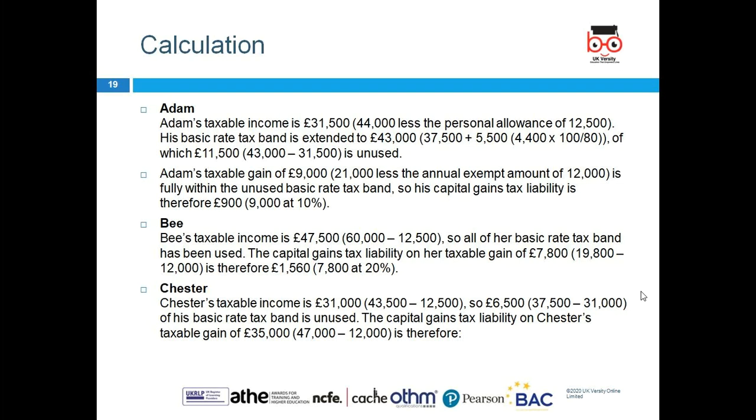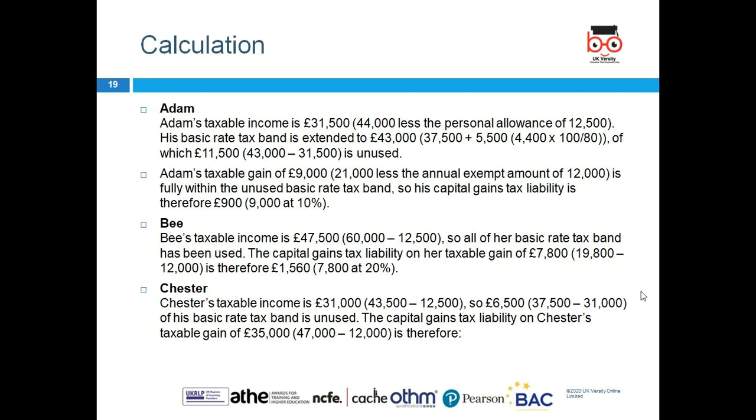Any question there? No, this is fine. Adam's chargeable gain is 9,000, 21,000 less the annual exempt limit. The annual limit is 12,000, which is exempt. So if you have a gain, it can fall fully within the unused basic tax rate band. So the capital gains tax liability therefore is 10% on 9,000. The gains tax rate is lower, 10%, not 20%.